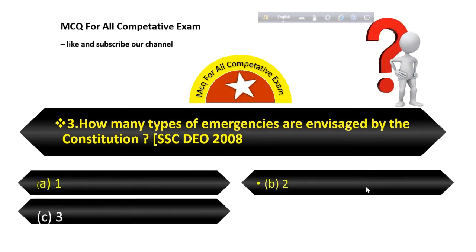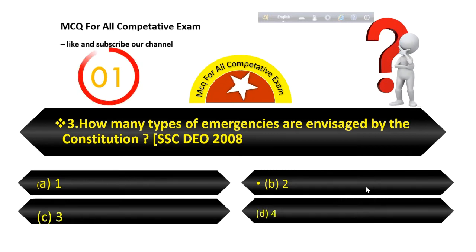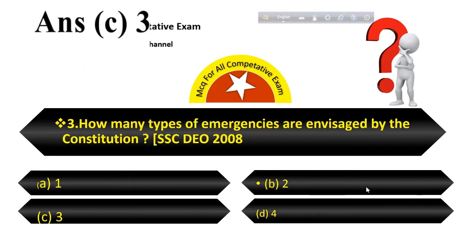How many types of emergencies are advised by the Constitution? Option A, 1. Option B, 2. Option C, 3. Option D, 4. Answer is 3.